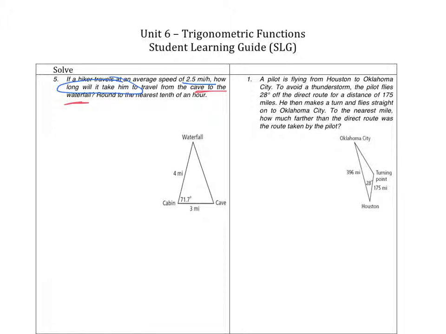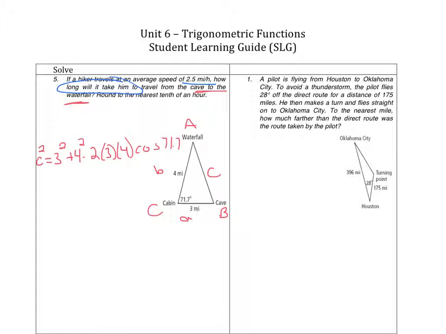We have A, we have B, we need to find C. So that means this is A, this is B, and this is C. So let's go ahead and use C squared because we know the angle C and we know A and B. So let's go ahead and plug it in. So we don't know C, so C squared equals A squared, which is 3, plus B squared, which is 4, minus 2 times A times B times cosine of big C, which is 71.7. Make sure your calculator is in degrees when we're doing these.